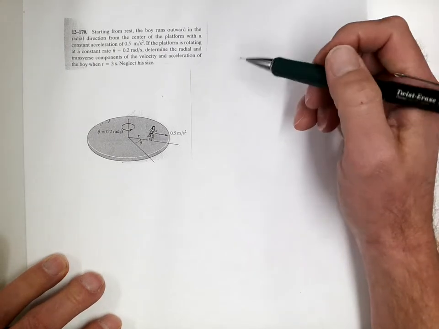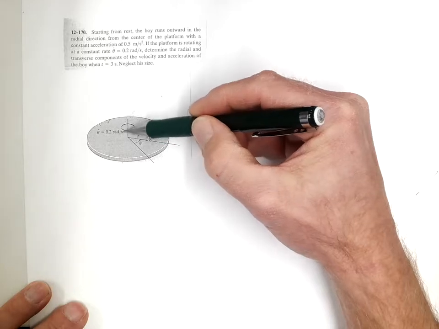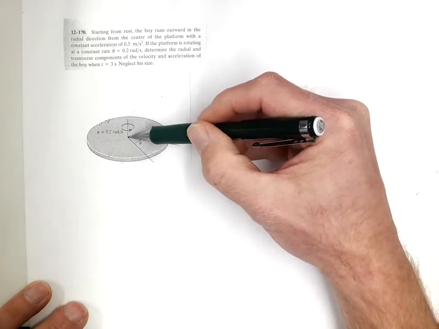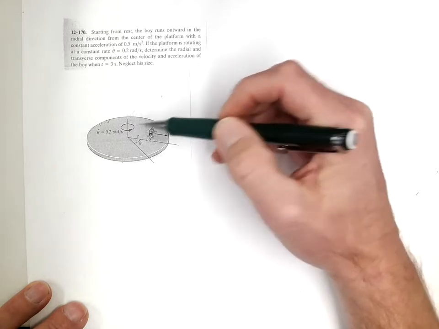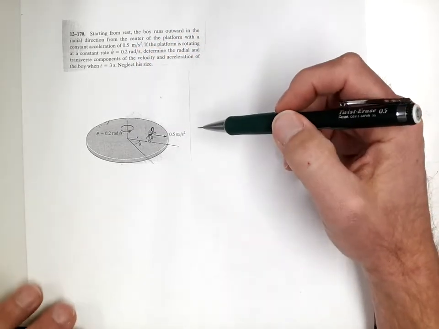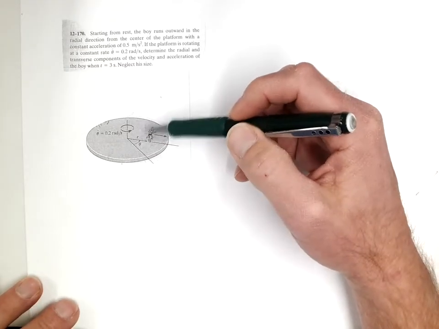Okay, let's do problem 12.170. So here we have a boy who is on a rotating disc, like a merry-go-round, and he's running from the center straight out. Now, if you're on a merry-go-round and you didn't see the world around you, you may not really realize you're rotating, besides the fact that you might be throwing up.